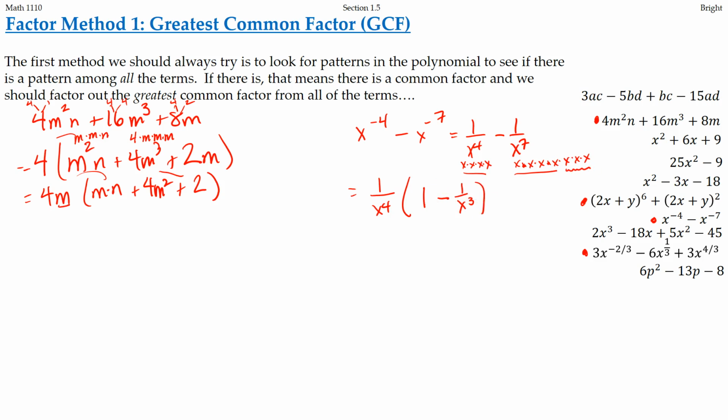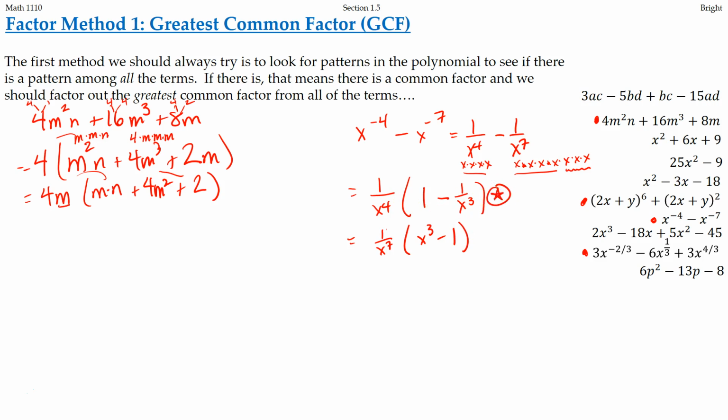Now, this is fine. What some people do instead, and this is kind of an expert level sort of thing, is they would take out 1 over x to the 7th. And then what they would be left with is x to the 3rd minus 1. This is a little challenging for students to see, so if you can see it, great. I'm going to say this first one is fine with me.